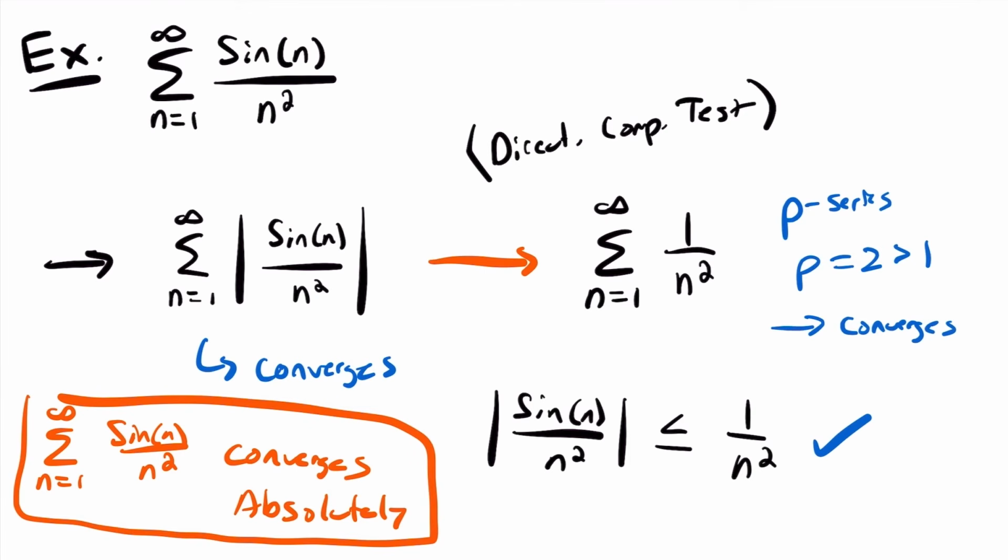We were able to show that the series where we have the absolute value of a sub n for the original series converges, which means that the original series converges absolutely, or it's absolutely convergent. Okay, let's look at one more example for this video.